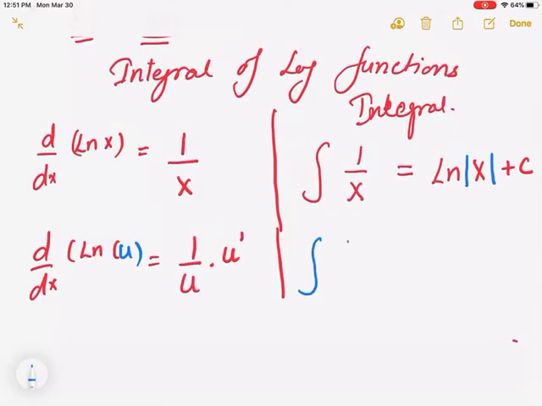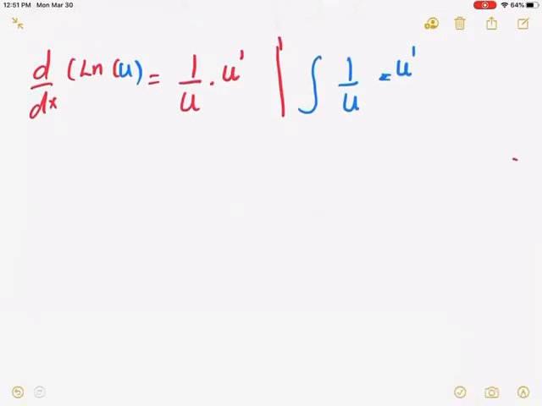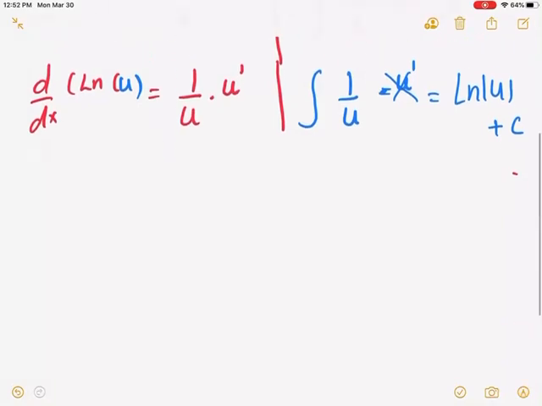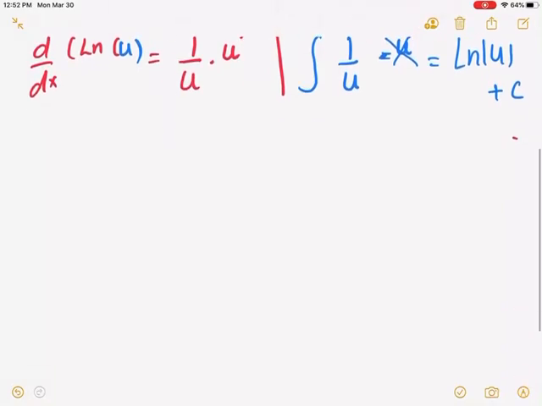And let's say you have 1 over u, which is a different function than x. First you need to complete the pattern, meaning you need to make sure it is attached with its derivative. If it is, then this derivative would just go away, and the answer would be ln of the absolute value of u plus c here. Once I show you an example, I hope it will make more sense. So let's look at the first example.